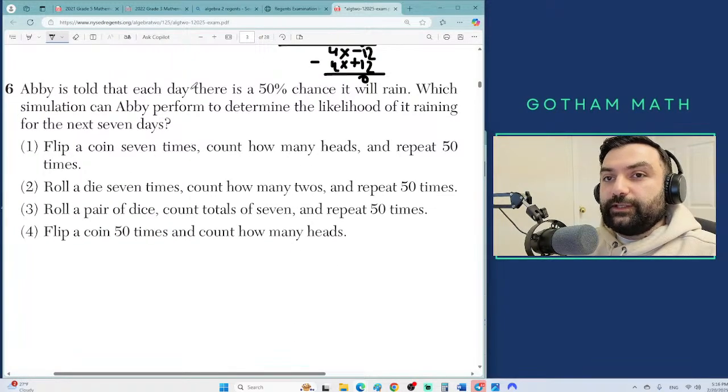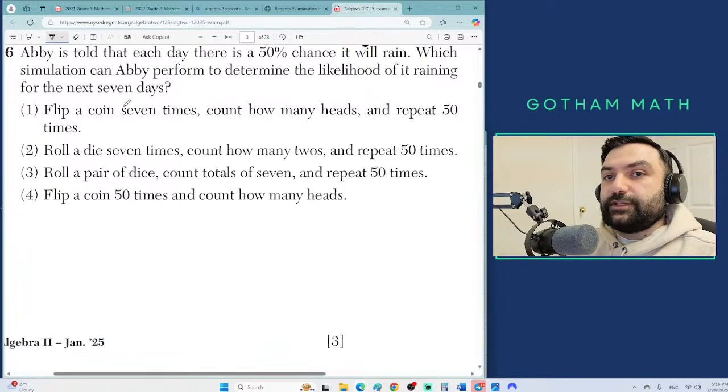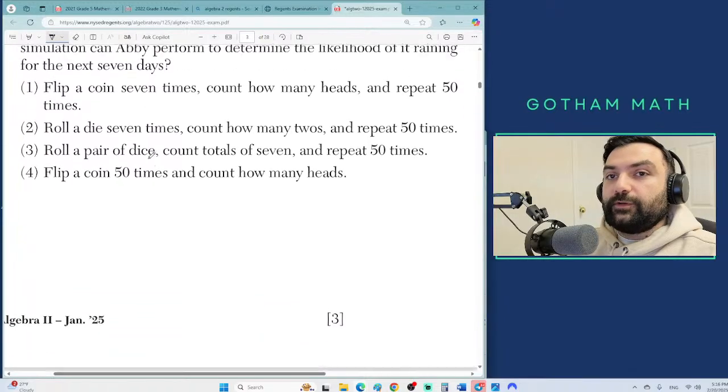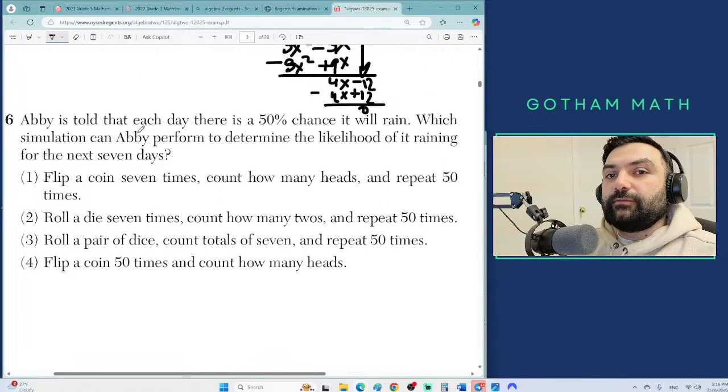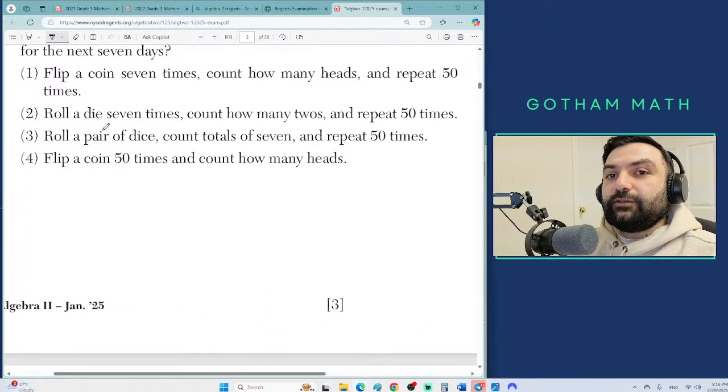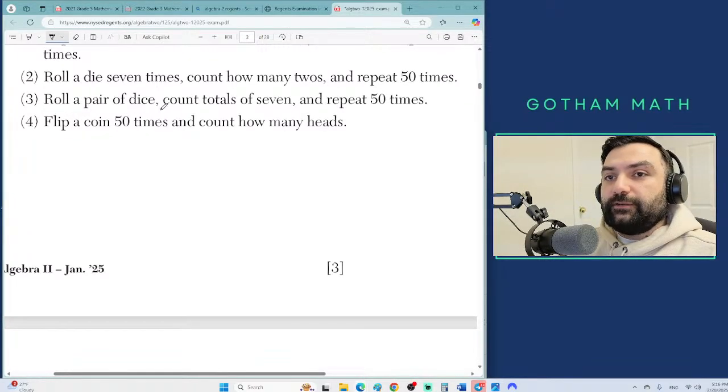AB is told that each day there is a 50% chance it will rain. Which simulation can AB perform to determine the likelihood of it raining for the next 7 days? Flip a coin 7 times, count how many heads, and repeat 50 times. Roll a die 7 times and count how many twos. Roll a pair of dice. Flip a coin 50 times and count how many heads.